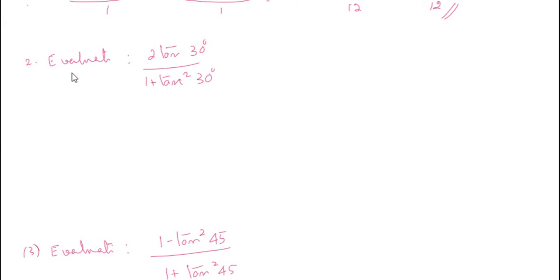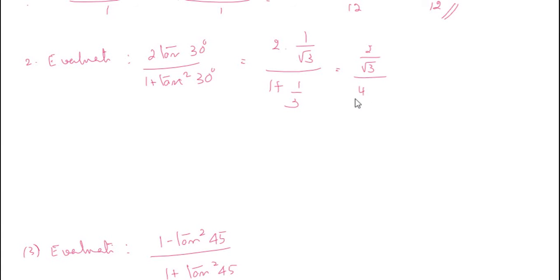Next exercise, evaluate 2 tan 30 divided by 1 plus tan square 30. Now 2 tan 30 is 2 by root 3, divided by 1 plus tan square 30. Tan square 30 is 1 by 3. So this becomes 2 by root 3 divided by 3 plus 1, 4.